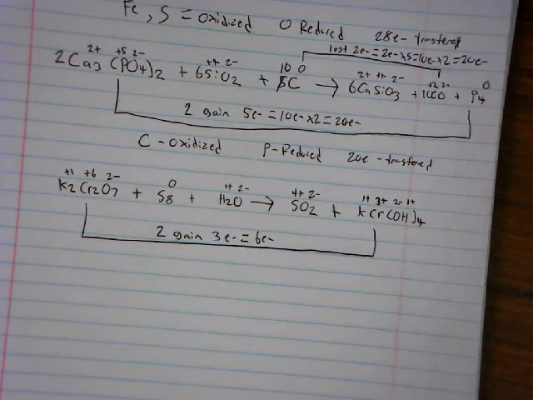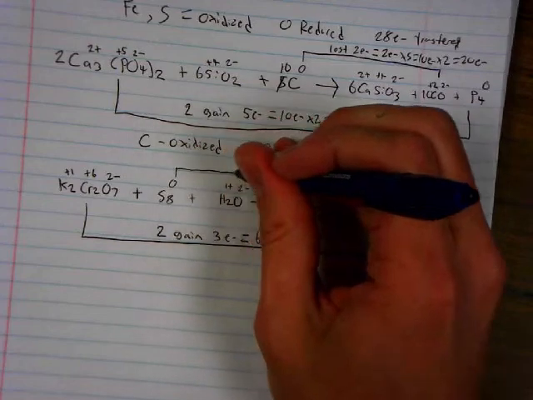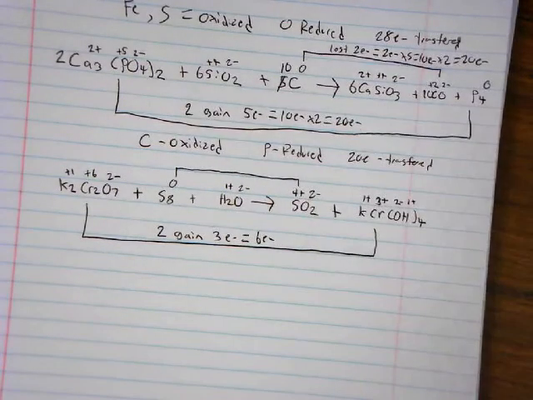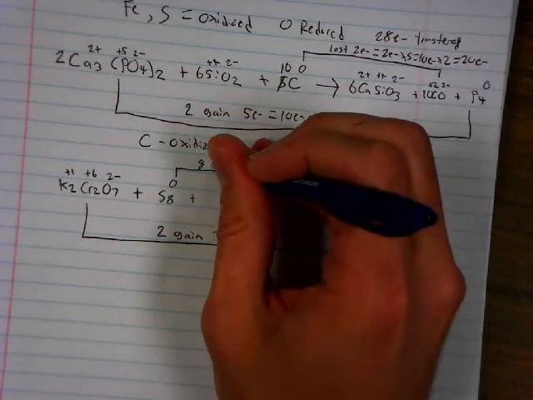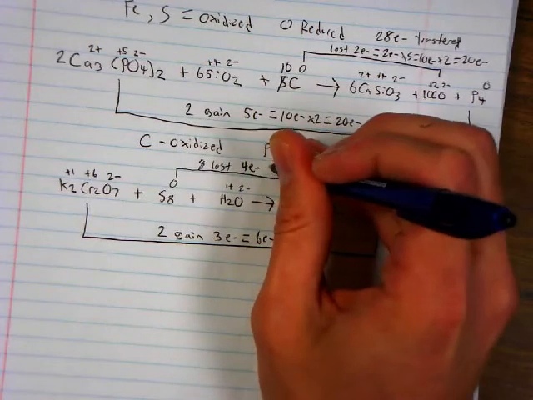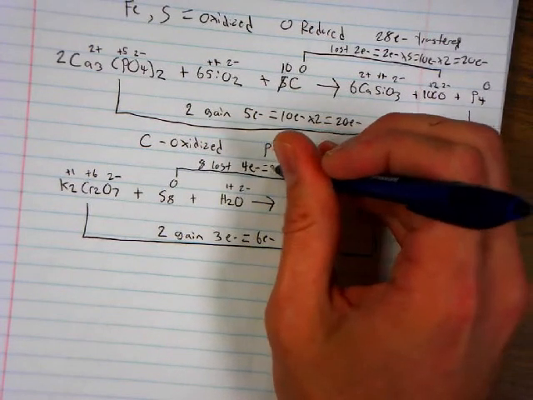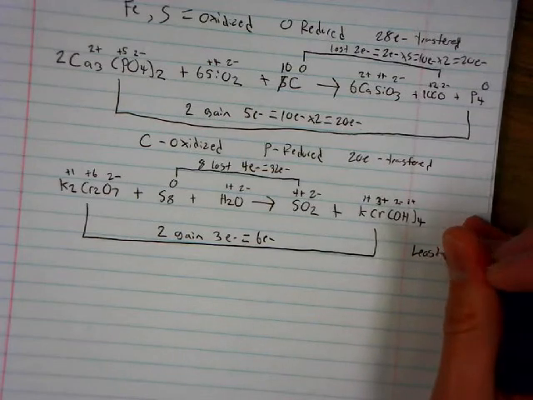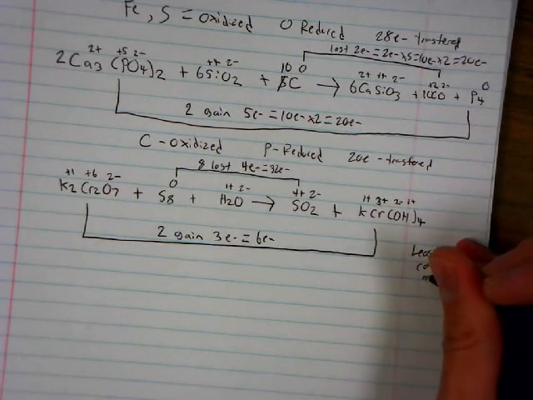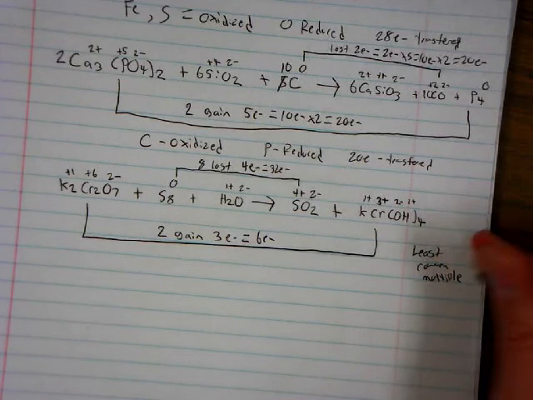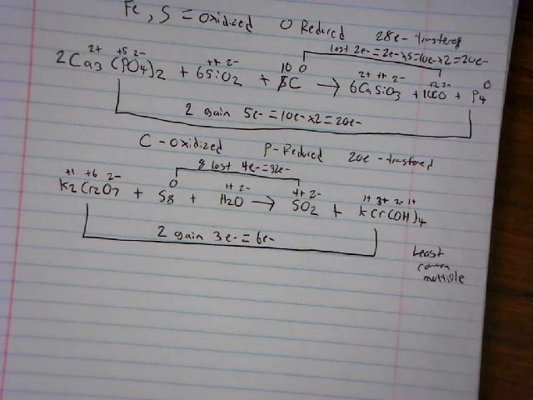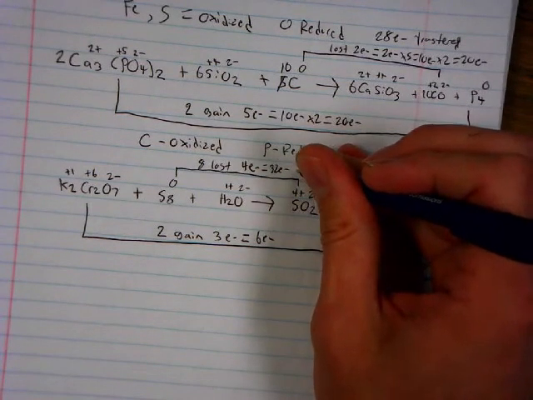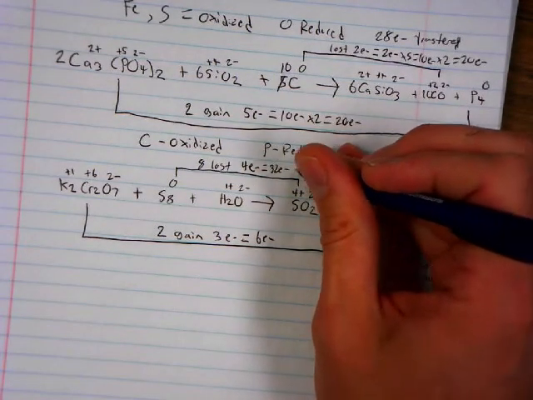What changed? Did potassium change? No, chromium did, right? What did chromium do? 2 gained 3 electrons for a total of 6 electrons. What else changed? You almost know it's going to be the elemental one, right? So sulfur did what? How many lost 4? 8 lost 4 electrons for a total of 32 electrons.